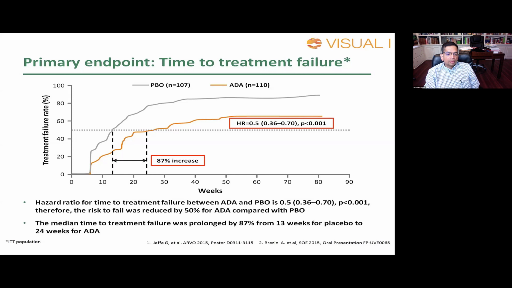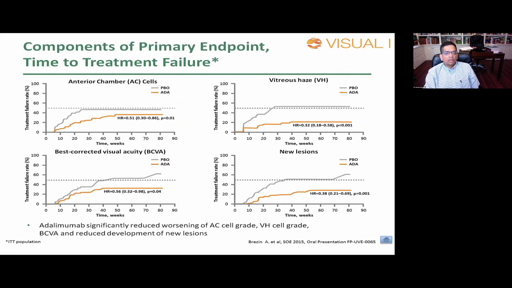So the hazard ratio for time to treatment failure between adalimumab versus placebo is 0.5. Therefore, the risk to fail was about 50% for adalimumab compared with the standard of care therapy, placebo with steroids. So the median time to treatment failure was prolonged by 87%, as I said, up to 24 weeks as steroids are tapered. So this is a remarkable efficacy. We know how well it works. Is it a cure? No, but it's extremely effective in controlling inflammation.